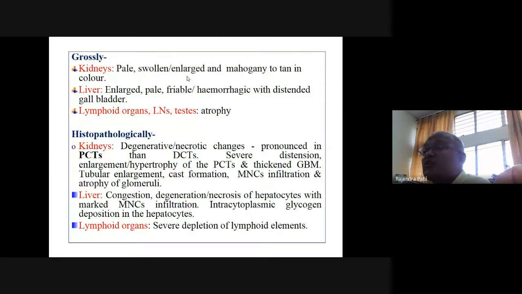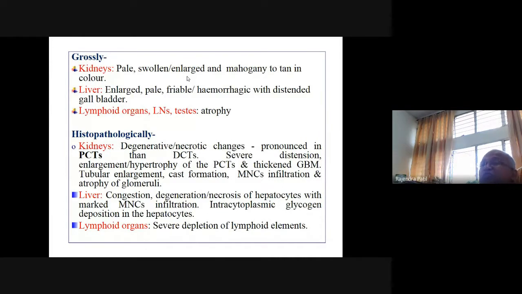And we have also seen in our studies in the rats, I will show the pictures where the testis is showing atrophy, maybe unilateral or bilateral atrophy, in the young rats when we exposed them to OTA through diet. Then histopathologically, you will find degenerative to necrotic changes, and these changes are predominant in the proximal convoluted tubule than the distal convoluted tubule.